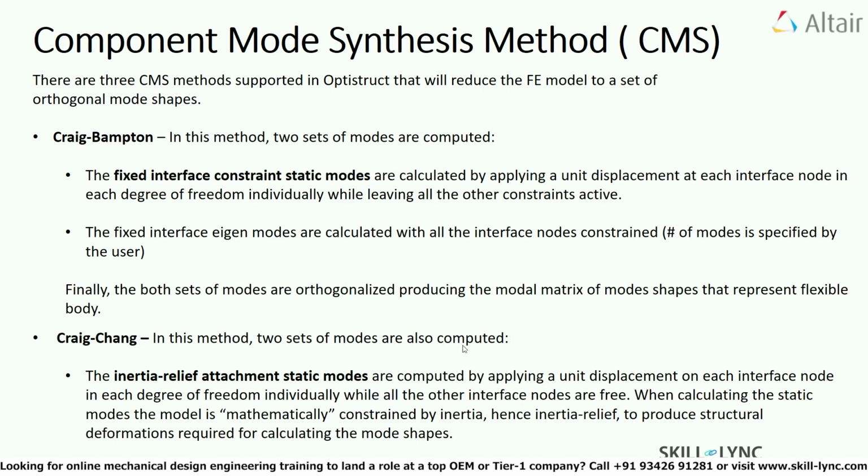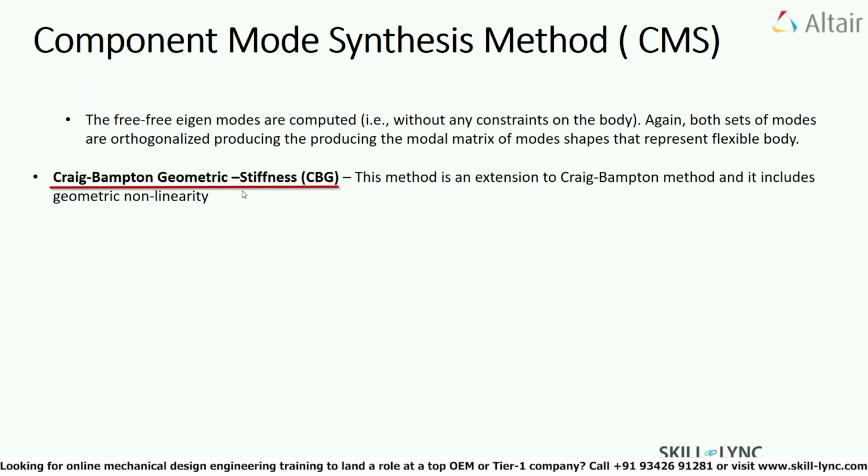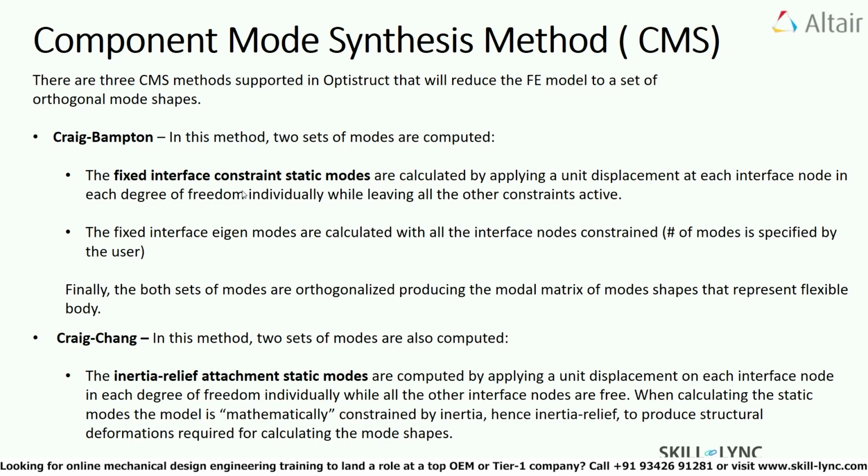Okay, now let's move on to another important topic in flexible bodies, which is the component mode synthesis methods, or the CMS methods. I had mentioned the CMS method in my previous slides. Now let us discuss it in detail. There are 3 component mode synthesis methods supported in OptiStruct that will reduce the FE model to a set of orthogonal mode shapes. Basically, the CMS method is used to condense a FE model into a flexible body. There are 3 CMS methods. They are the Craig-Bampton method, the Craig-Chang method, and the Craig-Bampton geometric stiffness method.